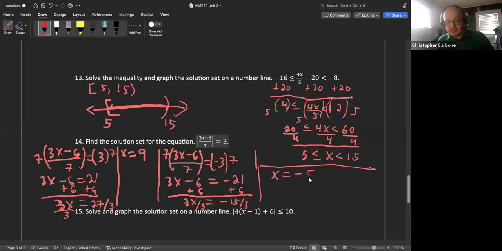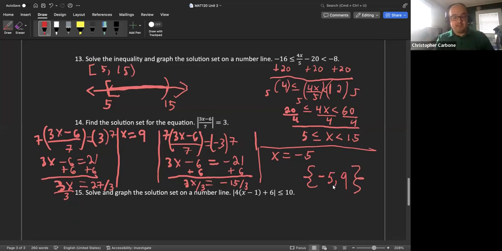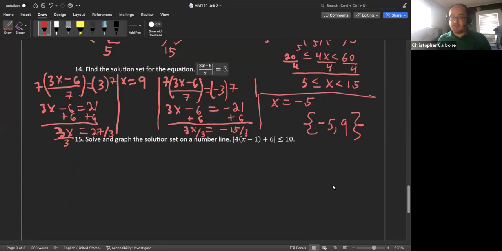So the solution set for this one is just 2 values this time. So these curly braces, this is going to be negative 5, comma 9 inside of it to denote that we have just those two solutions. And then the last one that I have on here, on the bottom, another absolute value one, because of course, why not?